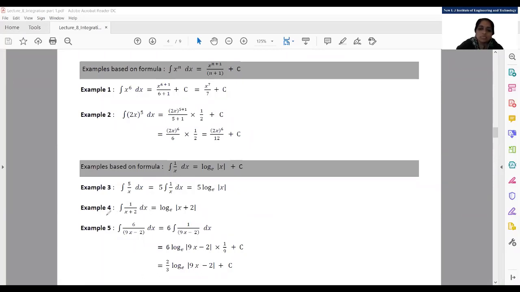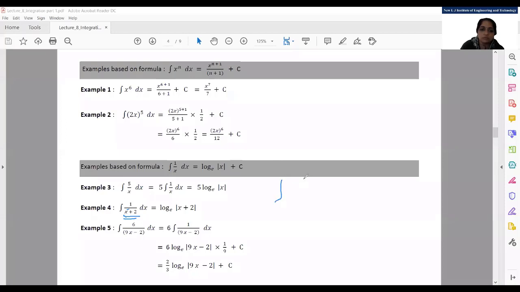Similarly, for example number 4, the integration of 1 upon x plus 2. Here our denominator is x plus 2, right? And the derivative of this denominator is what? 1. And when the derivative of the denominator occurs in the numerator, at that time your integration will be log of denominator.